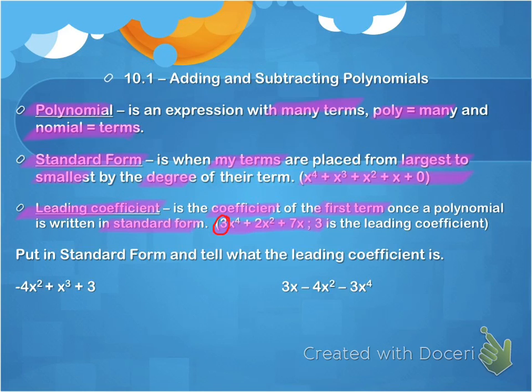I'm going to do this example over here on the left-hand side. Put that in standard form. Again, the largest exponent is negative 3x to the 4th. Again, make sure the sign goes with it. So it'll be negative 3x to the 4th, negative 4x squared, plus 3x. Make sure that if a subtraction sign happens before whatever my term is, that I move it with the term when I move it into standard form.